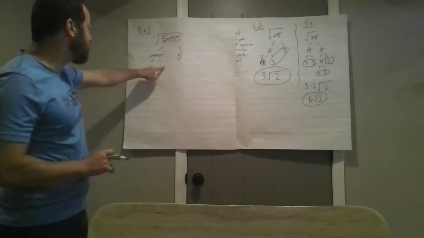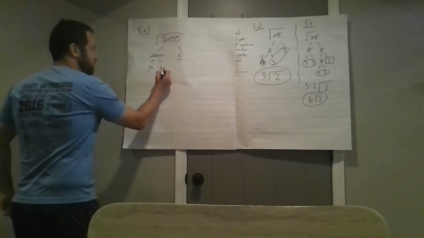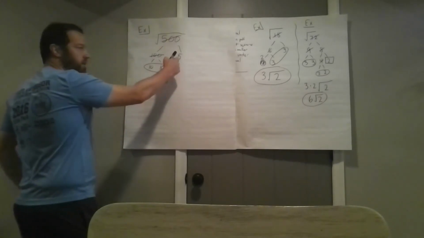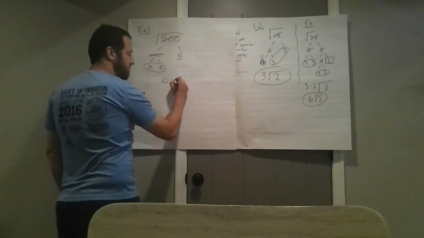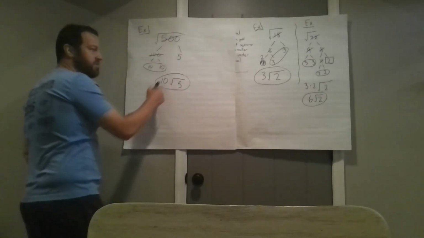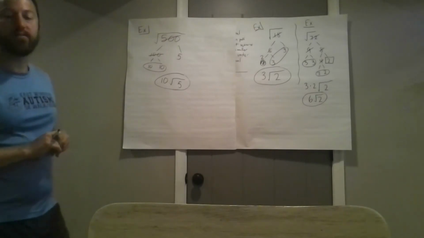Now, I could break these down further, but it already has a partner. So I can just circle it, put it outside. I can't break that down any further, so that stays under the radical. And this is called 10 root 5. That's how we would pronounce that. 10 root 5.